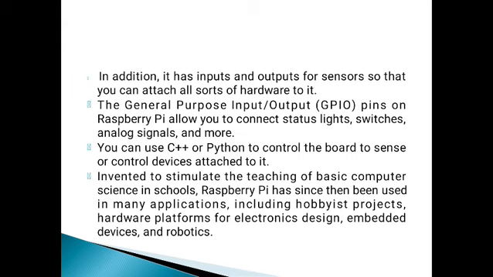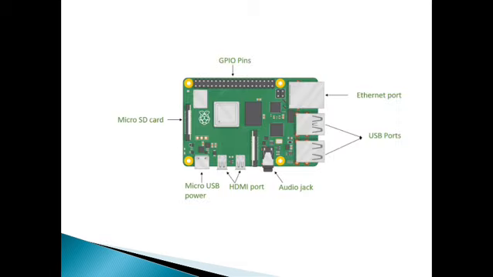The general purpose input output pins on Raspberry Pi allow you to connect status lights, switches, analog signals, and more. You can use C++ or Python to control the board, to sense or control devices attached to it. Invented to stimulate the teaching of basic computer science in schools, Raspberry Pi has since then been used in many applications, including hobbyist projects, hardware platforms for electronics design, embedded devices, and robotics.